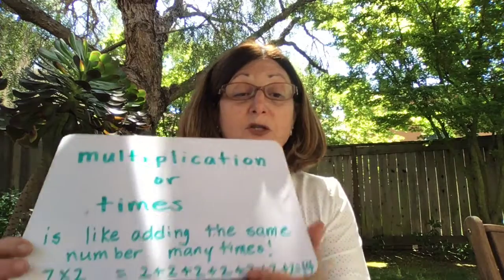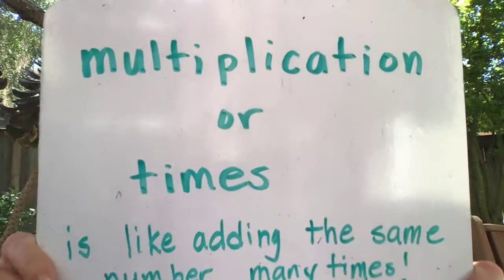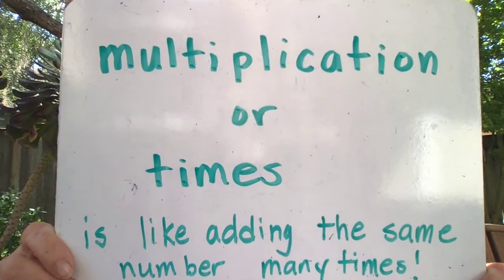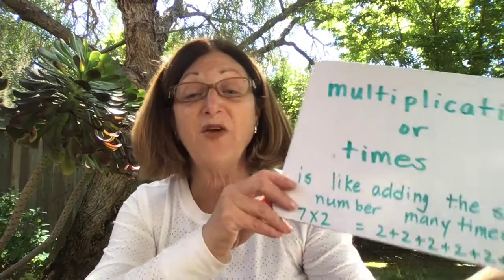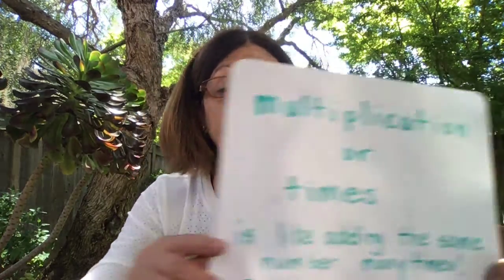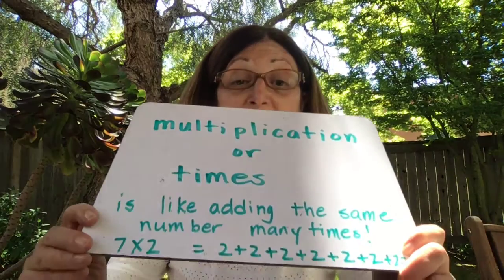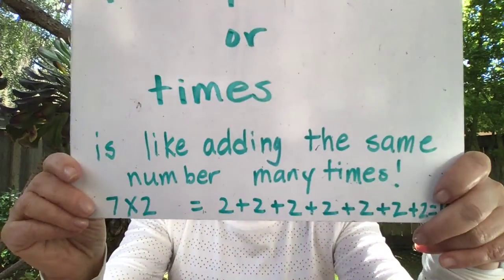So I've just used two words, multiplication and times. Believe it or not, both those words mean what I'm talking about today. So we can call it multiplication or times. And one way to think of it is it's like adding the same number over and over again. It's a very fast way to do it. Once you learn it, you will save yourself a ton of time, and I'm all about that.